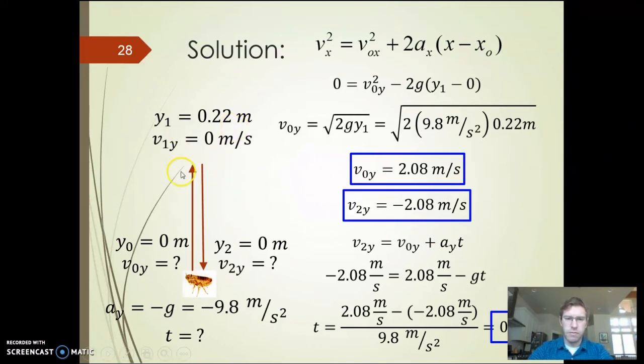So the vertical leap of this flea is probably more than my vertical leap, which is a little bit sad, but pretty impressive if you're the flea. So that's a good example of gravity.